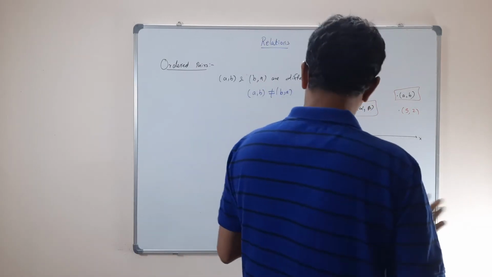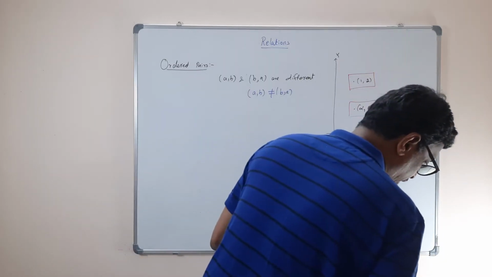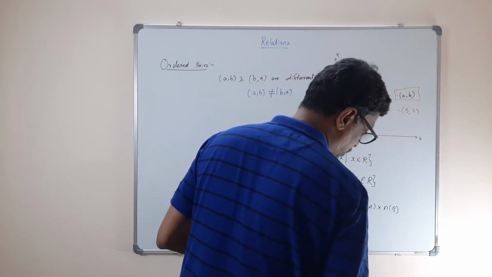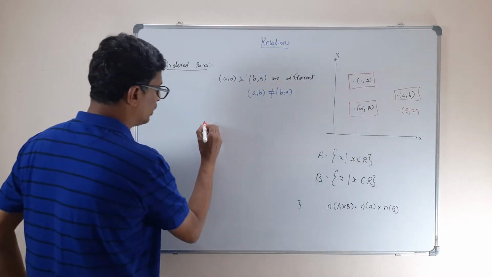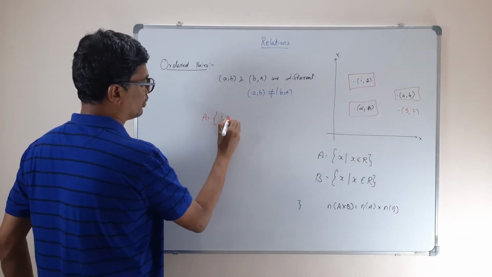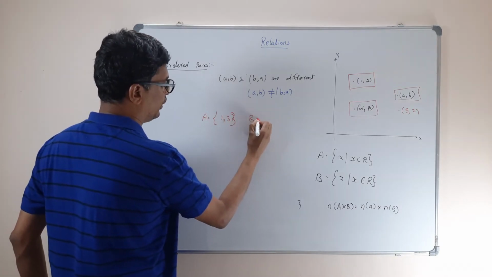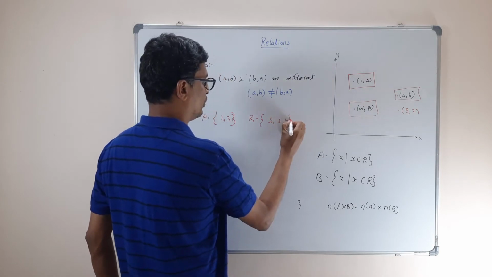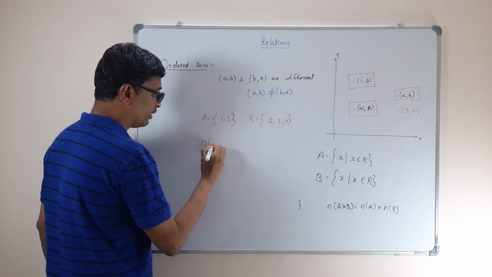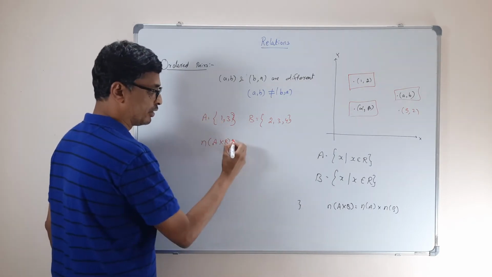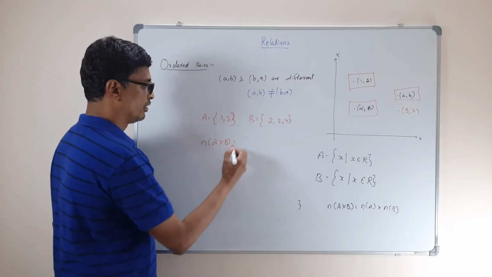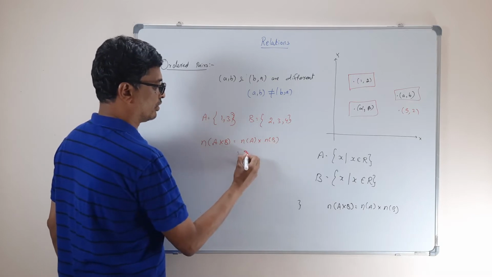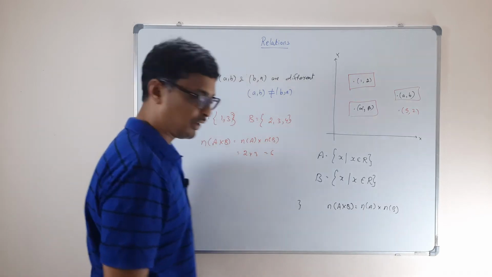Well, the example they have given is: say A is equal to {1, 3} and B is equal to {2, 3, 4}. They are asking what is n of A cross B. That will be n of A into n of B, that is 2 into 3. Correct. So that's all for this one.